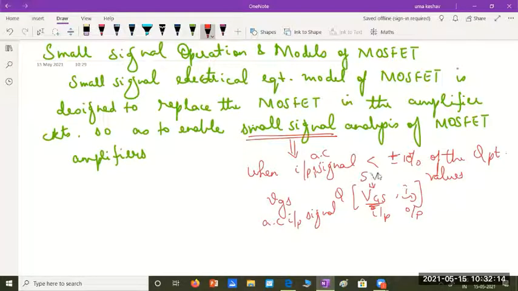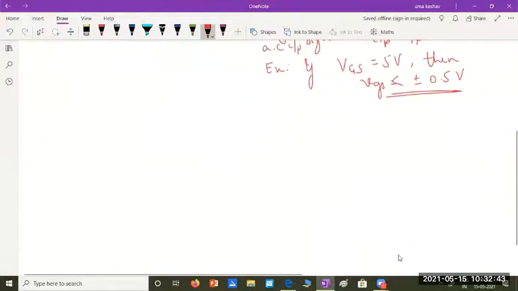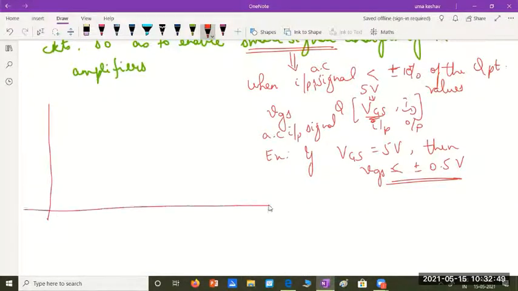Say we had fixed VGS at 5 volts. For example, please understand this correctly, if VGS was fixed at 5 volts, then this AC VGS should be less than plus or minus, how much is 10% of 5? 0.5 volts. It should be less than plus or minus 10% of the Q point value. The meaning is it should be less than plus or minus 0.5 volts. I hope you have understood the essence of DC, fixing the Q point.